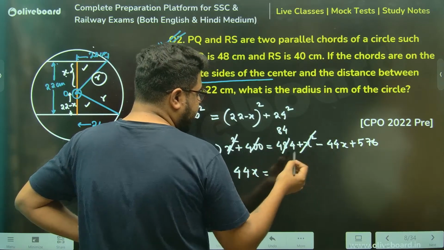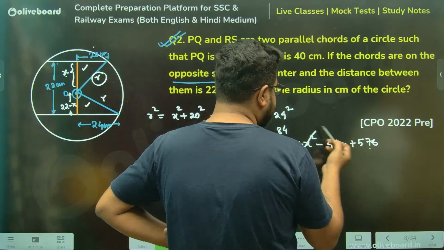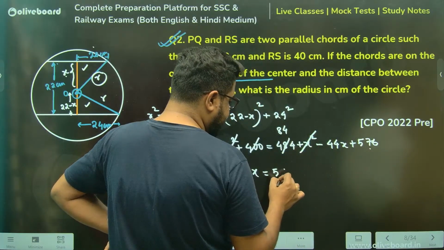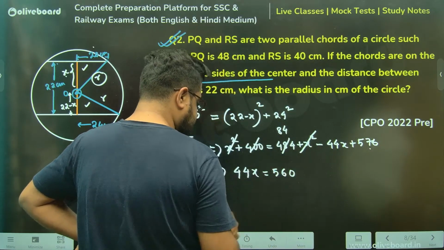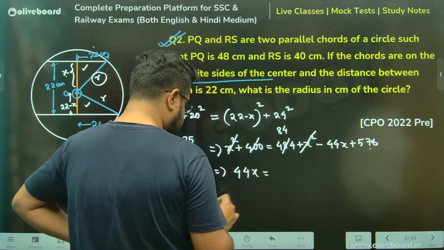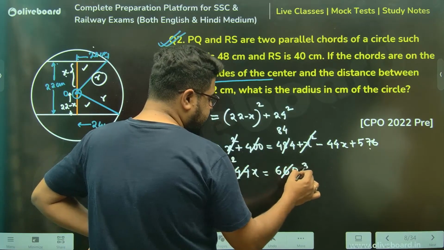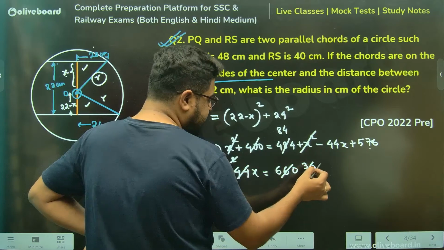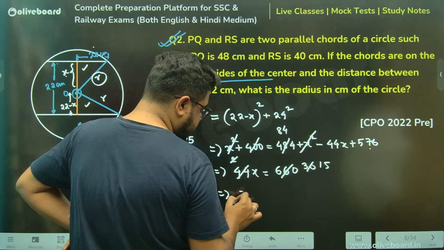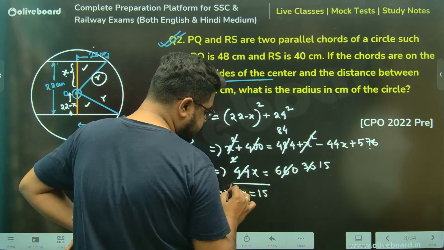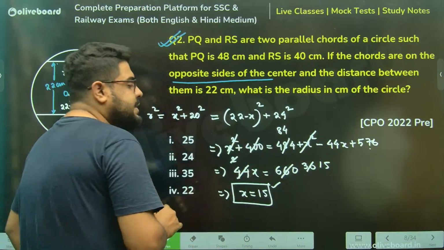44x is equal to 576 plus 84. 660, sir. 22 twos, 22 threes are this. So 2 15s are this. So I'm getting x is equal to 15, sir. X is equal to 15.